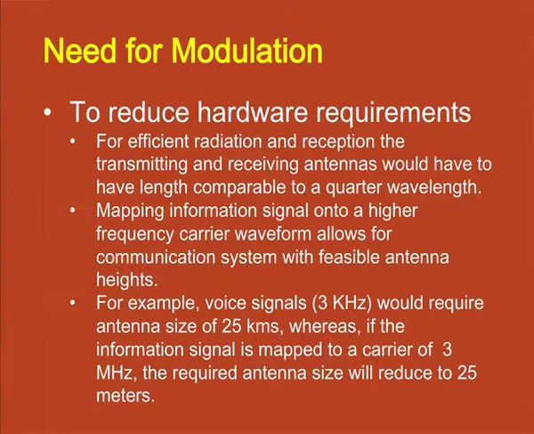Now, if we look at signals like the voice signal, which has a spectrum around 3 kilohertz, a quarter of the wavelength would mean an antenna size of around 25 kilometers, which is very impractical. Whereas, if this information signal can be mapped onto a carrier of 3 megahertz, it will reduce the required antenna size to 25 meters, which is a very manageable height. So, what modulation does is that it allows the hardware to be manufactured in a very practical way.